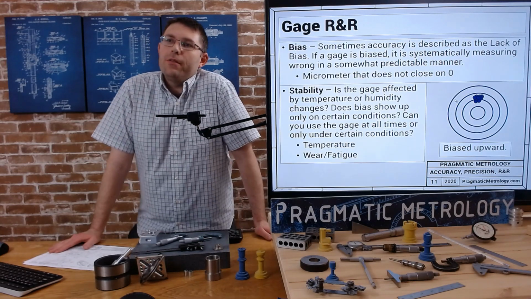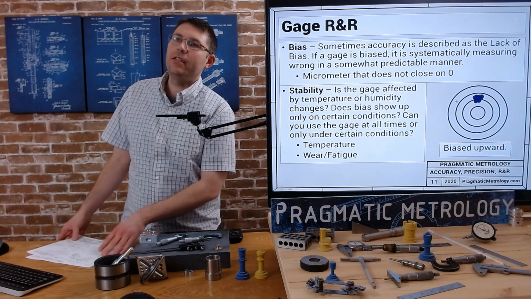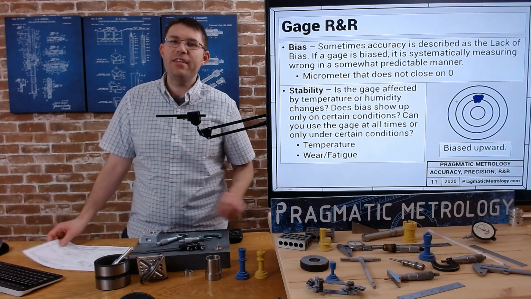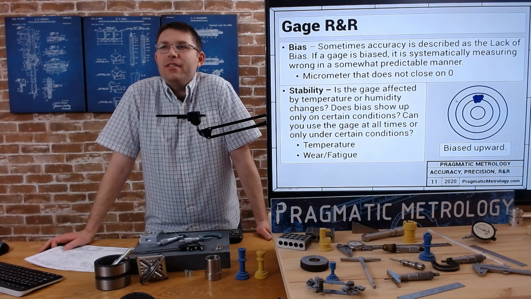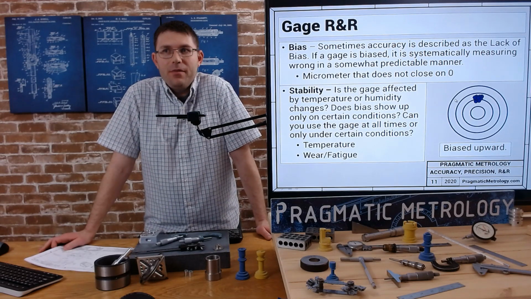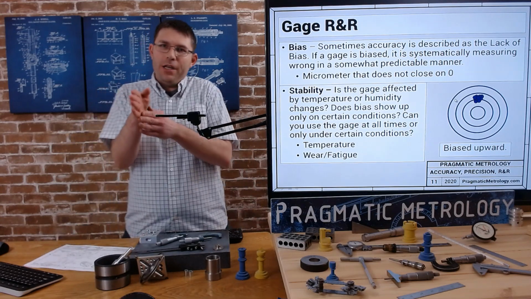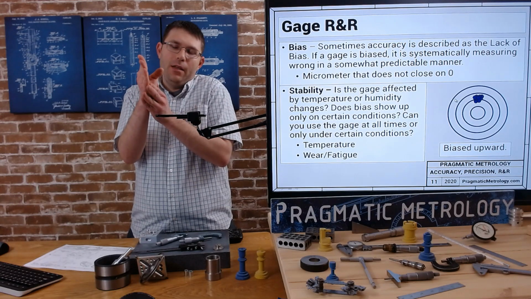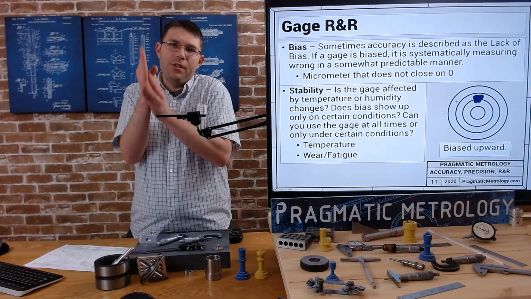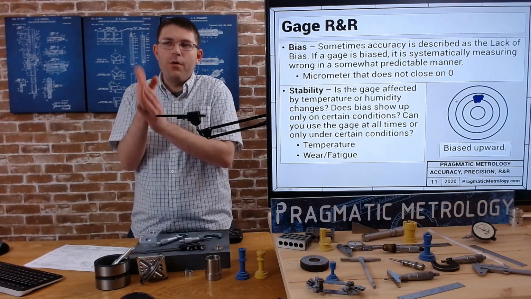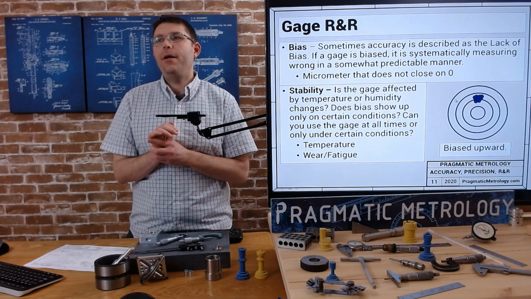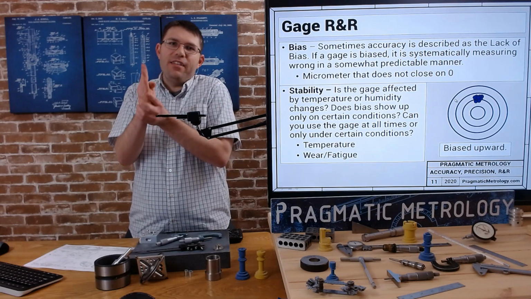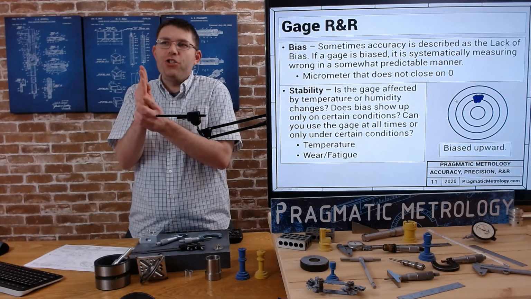So here's some other terms related to Gage R&R. You have bias, and accuracy is sometimes described as the lack of bias. So if you're at that target and you're always shooting up, you could say you're biased up. And when you're hitting a bullseye, you would say, yeah, there's a lack of bias there. I'm always hitting the bullseye. And bias is like a systematic, repeatable issue.